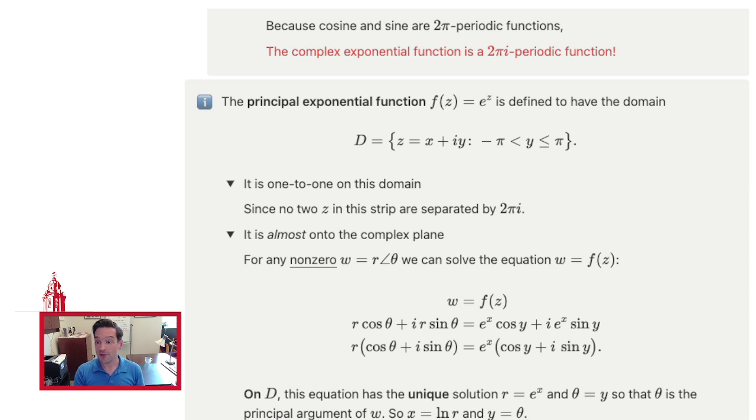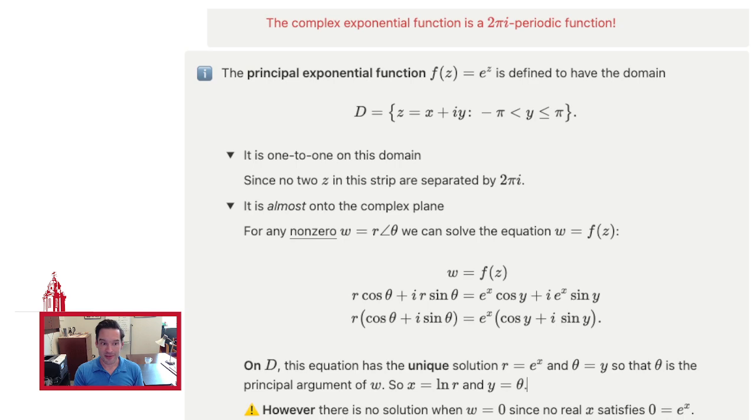So any non-zero w, this will work. But the case of w equals 0 is the only one that we cannot solve, because in order to solve 0 equals e to the z, we would need to have a 0 radius, a 0 modulus.